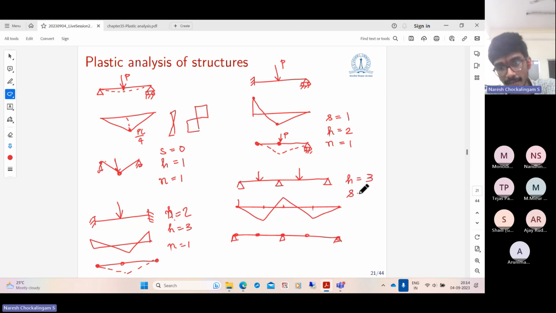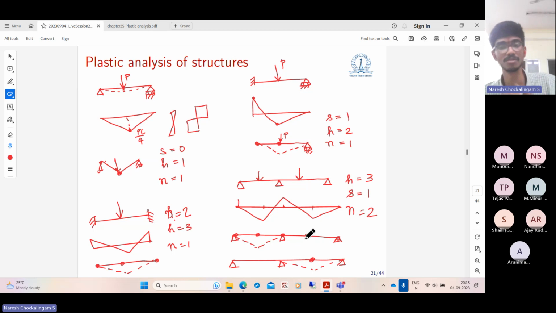The degree of static indeterminacy is just 1, and the number of mechanisms is 2. What are they? It can either form a mechanism like this, or a mechanism like this. So this is one mechanism. The other mechanism is like this. Depending on which section will yield first, either these two will yield first, or these two will yield first. If these two yield, this is the mechanism, and if these two yield first, this is the mechanism. So there are two mechanisms possible here, and the collapse load is given by the smaller load of the two mechanisms.